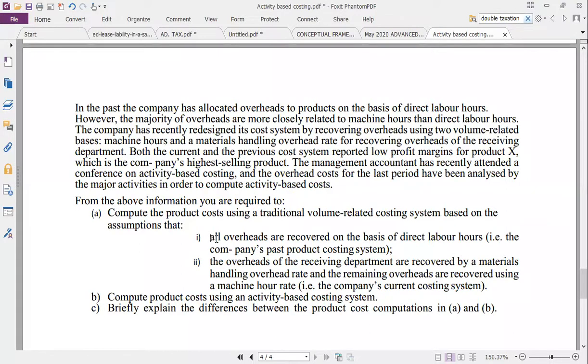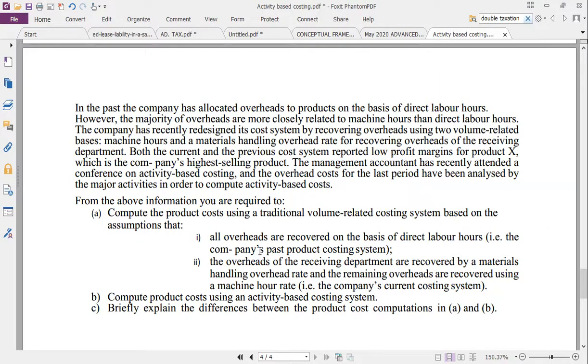So all overheads are recovered, absorbed, on the basis of direct labor hours. The company's past product cost system. So here is just one rate as we did in the very first example. So can we do that for me?